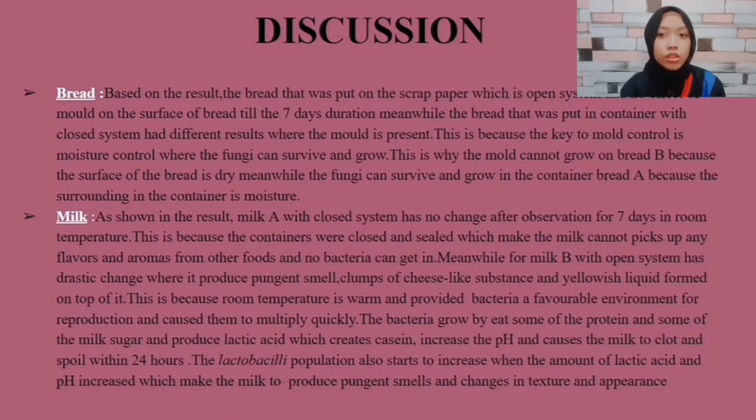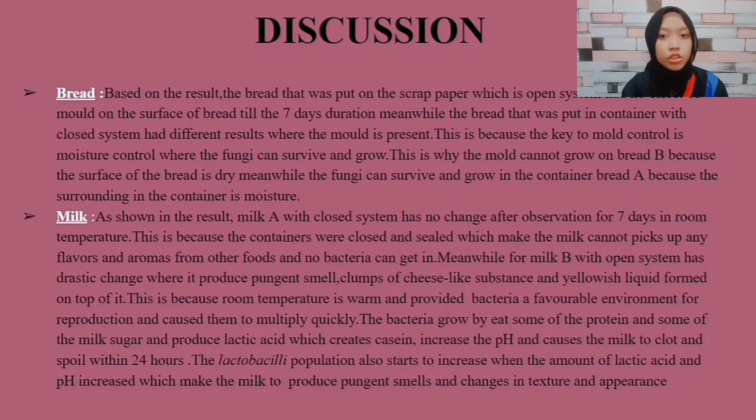For milk, as shown in the result, milk A with closed system has no changes after observation for 7 days in room temperature. This is because the containers were closed and sealed, which makes the milk unable to pick up any flavors and aromas from other foods, and no bacteria can get in. Meanwhile, milk B with open system has drastic changes, where it produces a pungent smell, clumps of cheese-like substance and yellowish liquid forming on top of it.